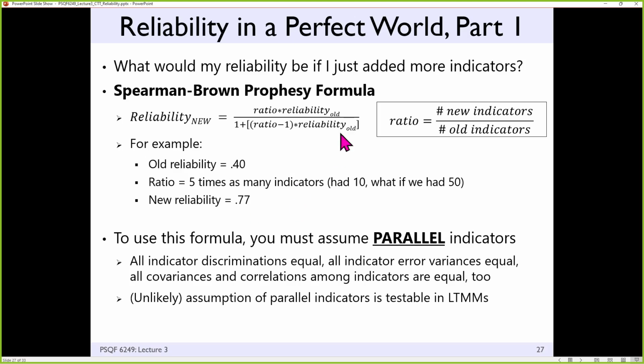In order for this to make sense, though, you have to believe the items are equivalent. More is better. Doesn't matter what kind or for whom, just more is better. So the assumption underlying the use of this formula is parallel items, which means not only are all of the items equally discriminating, but they also have the same amount of error variance to them. So that both of those are testable constraints in the world of structural equation models.